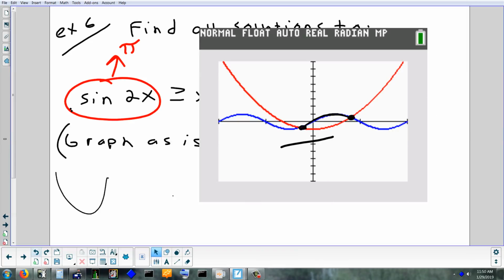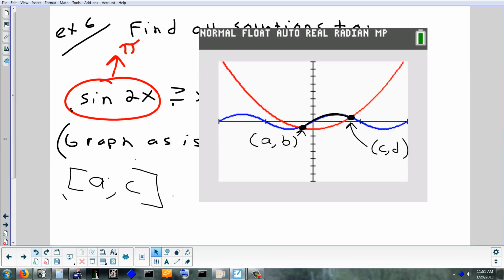Why did I put filled in circles this time? You can just barely see why. Because it's greater than or equal to. So on this problem, you would calculate an intercept. Let's say you've got the coordinate A, B. I don't know what it would be. So you got that. And then here, you get the coordinate C, D. The answer to this problem is from A to C. Whatever you calculate for A and whatever you calculate for C on the intercept.